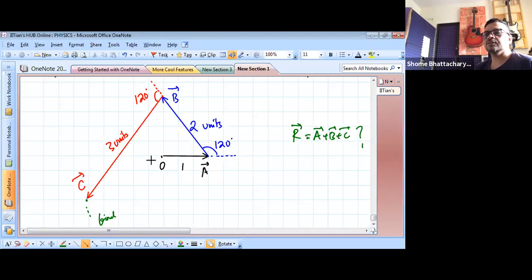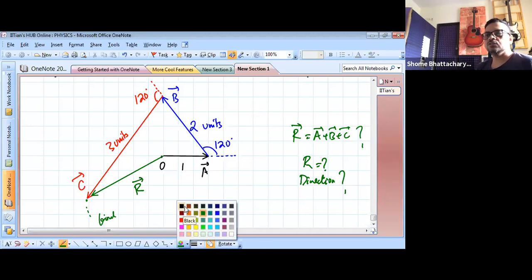So what is the resultant over here? It is this. This is the resultant. So now the question is, can I find the magnitude of the resultant and the direction using geometry? So the answer is yes, we can, because notice what is happening.